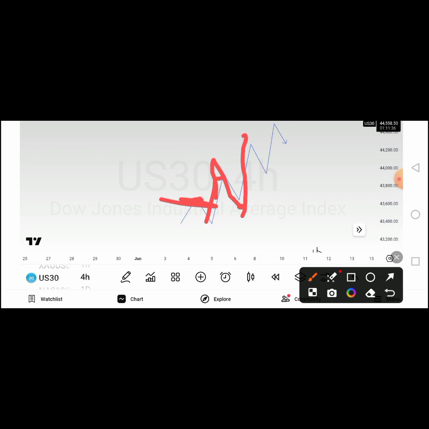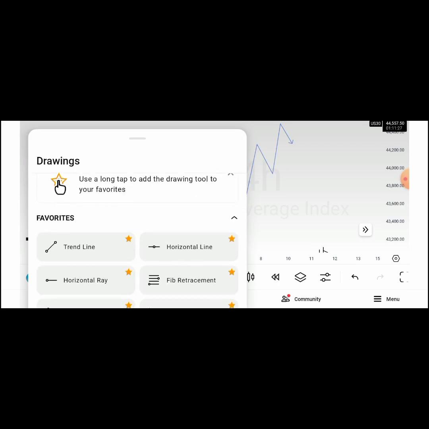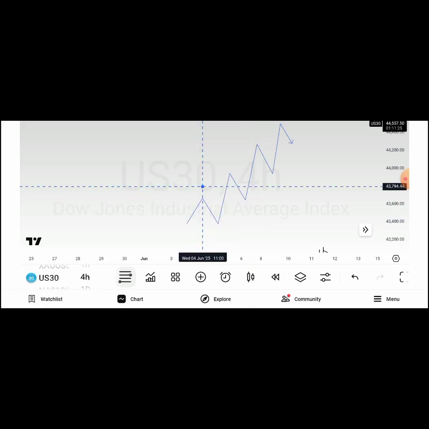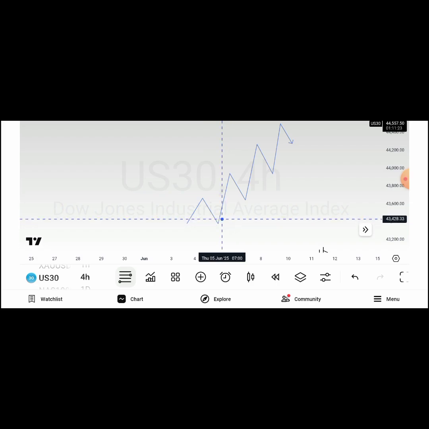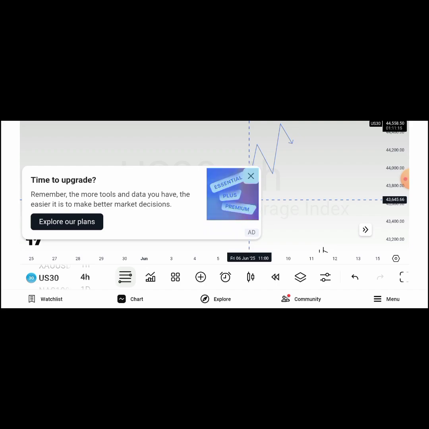So there's a way to do that. It's called Fibonacci. Now let me show you the tool. Fibonacci retracement, Fib retracement. So when you want to use Fibonacci, you go to the low, the recent low.